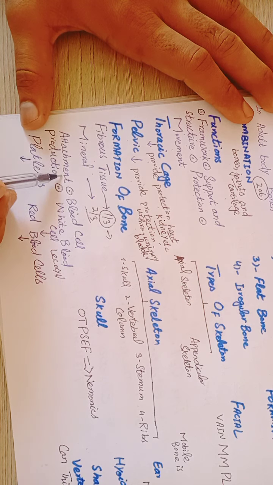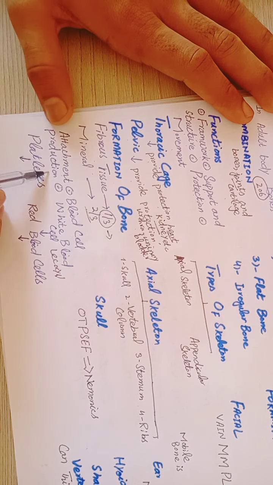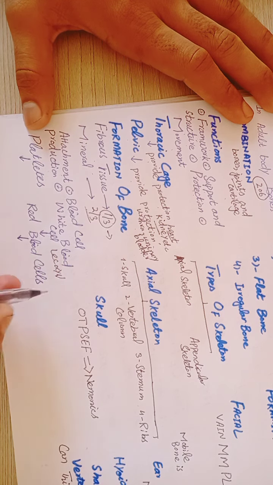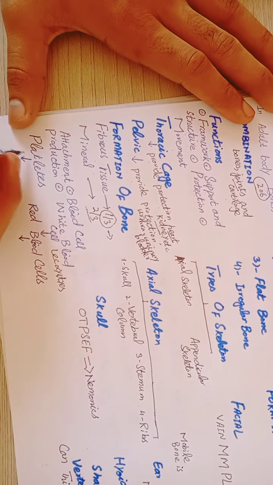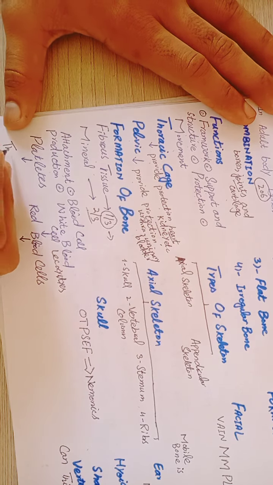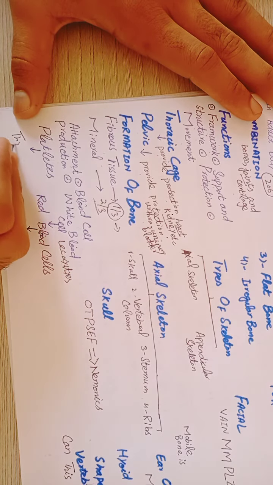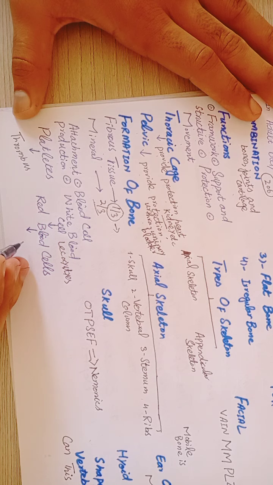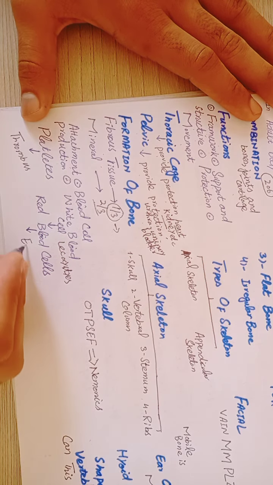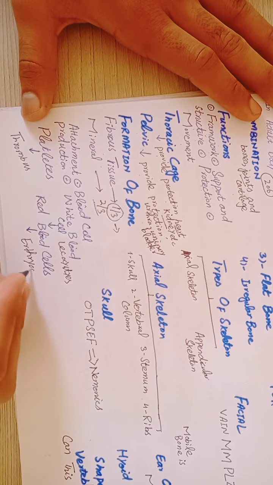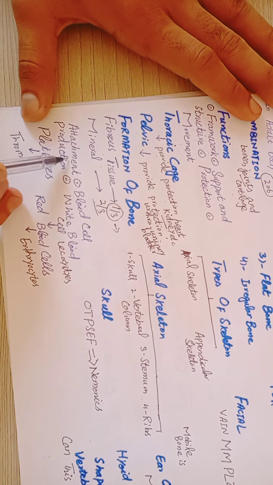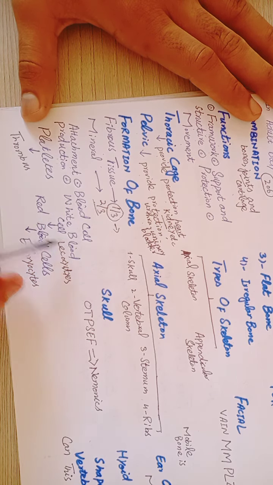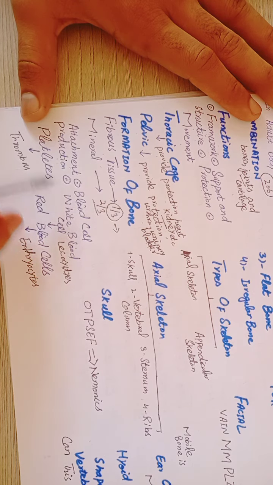Bones help in the attachment of muscle and blood cell production. White blood cells are also known as leukocytes. Platelets are also called thrombocytes. Red blood cells are also called erythrocytes. Blood cell production occurs in the bone marrow.